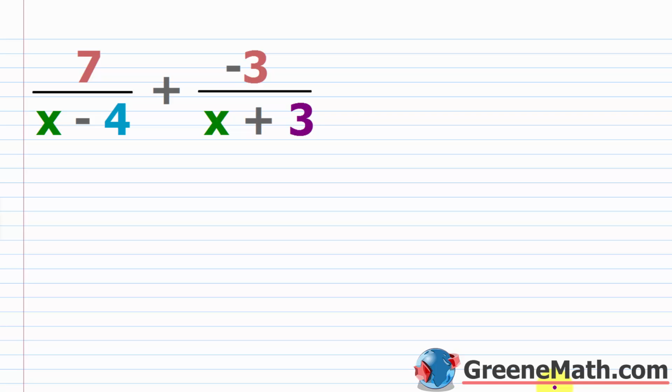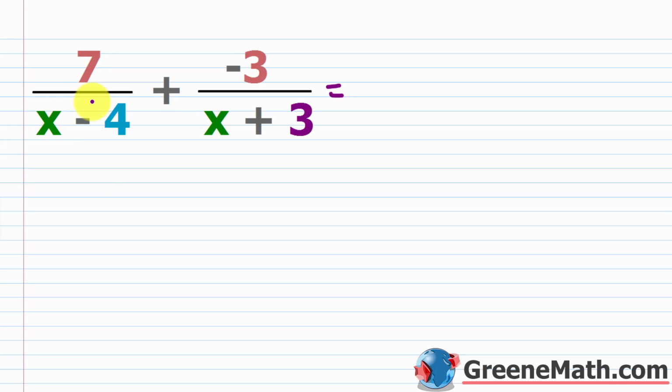All right, so to get things started, we already know how to add fractions or how to add rational expressions. We know we need a common denominator. So if I started out with something like 7 over x minus 4 plus negative 3 over x plus 3, we know that we have to get a common denominator, and the least common denominator here would be the product of these two denominators. So x minus 4 times x plus 3. So to add these two, I would multiply each fraction by what's needed to have the LCD as its denominator.